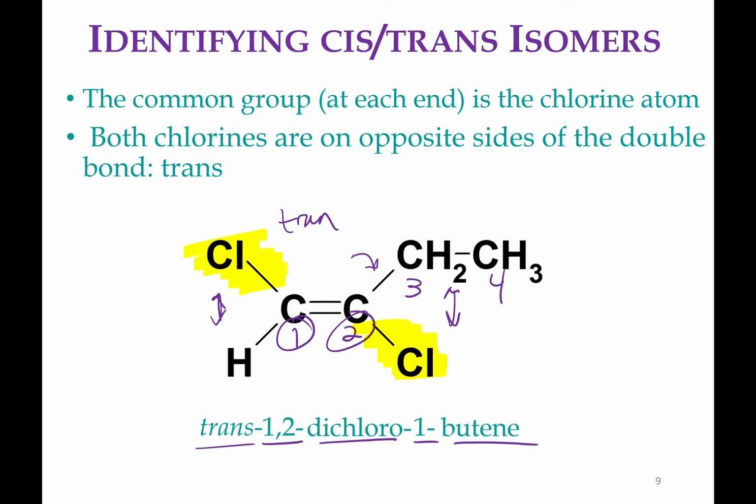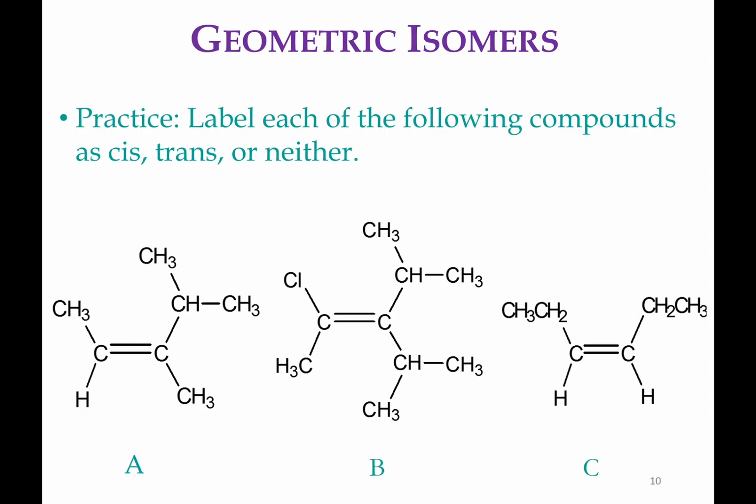Now we haven't gone through the rules. I'm just going to go through the naming with you before we get to the rules, so you can have practice later. I want you guys to pause this, please, and practice. Label each of the following as cis, trans, or neither. So please pause it and then label.